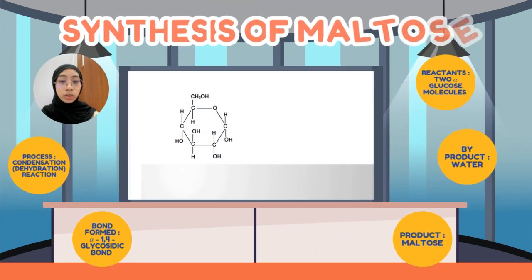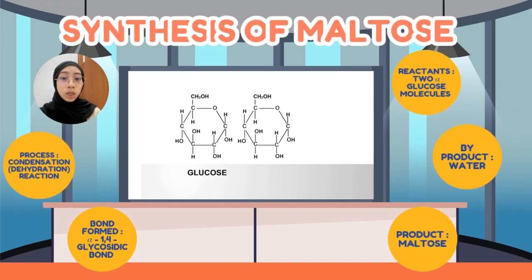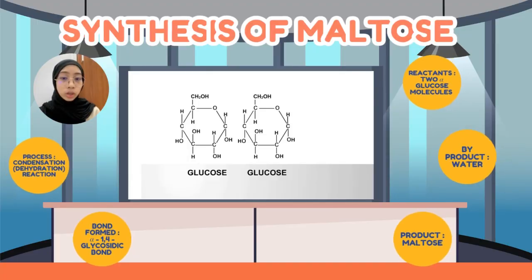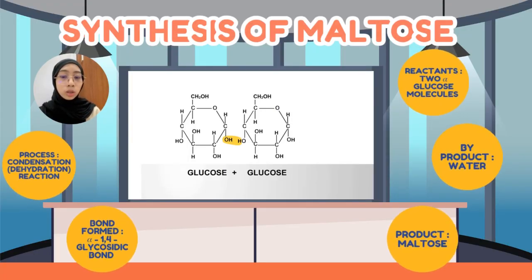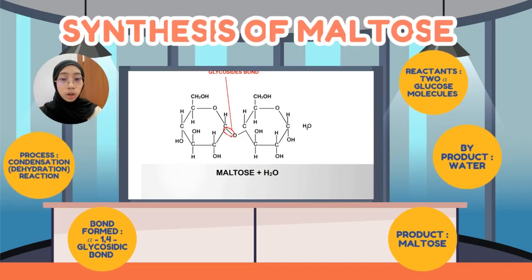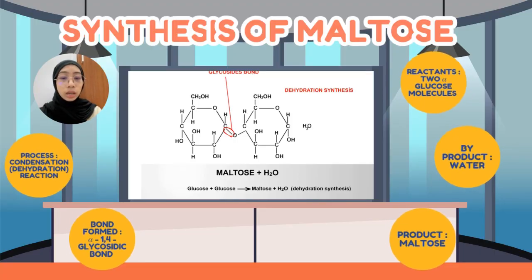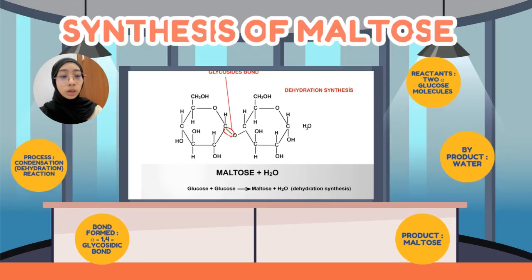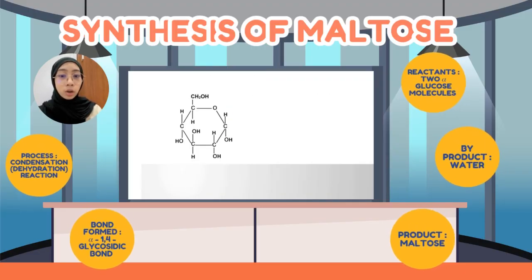As you know, maltose is a disaccharide made up of two glucose molecules. Each glucose molecule has a hydroxyl group. So during the synthesis, one glucose molecule will lose a hydroxyl group while the other one will lose a hydrogen group. So the lost products will combine and form water, and the water will be released. The two glucose units are then joined by an alpha-1,4 glycosidic bond, and they will form the product, which is maltose.